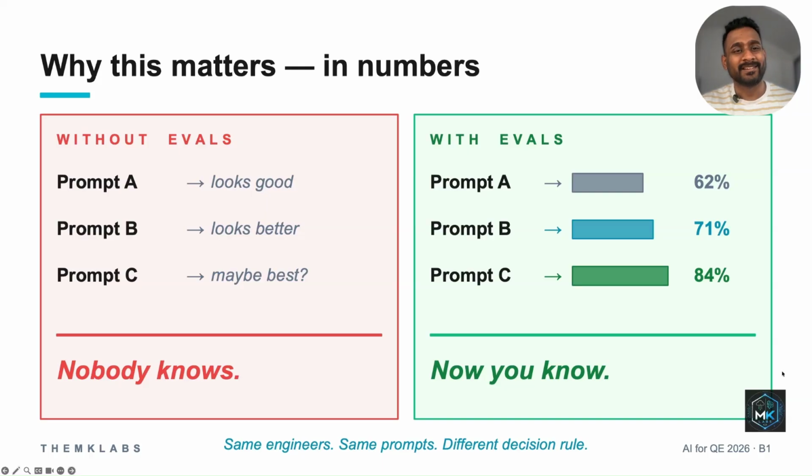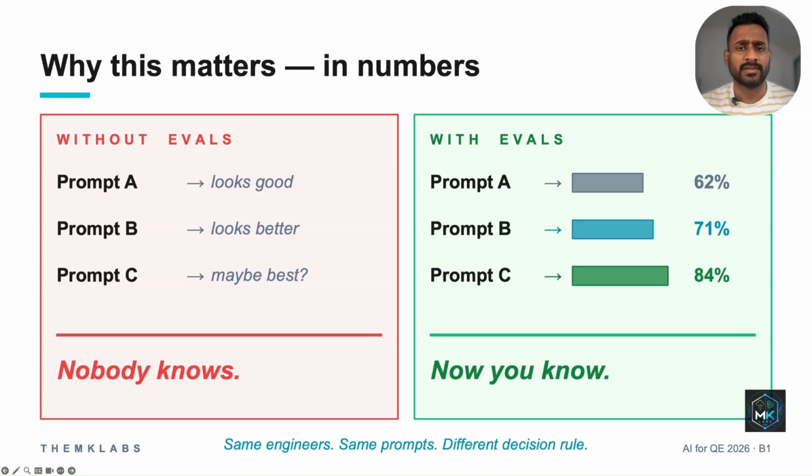Why does it matter? Let me show you in numbers, right? So without evals, prompt A looks good. Prompt B looks better, prompt C may be best. Nobody knows, you're guessing. You're picking the vibes. With evals, prompt A is 62%, prompt B is 71%, and prompt C, 84%. Now you know. Same engineers, same prompts, but different decision rule.